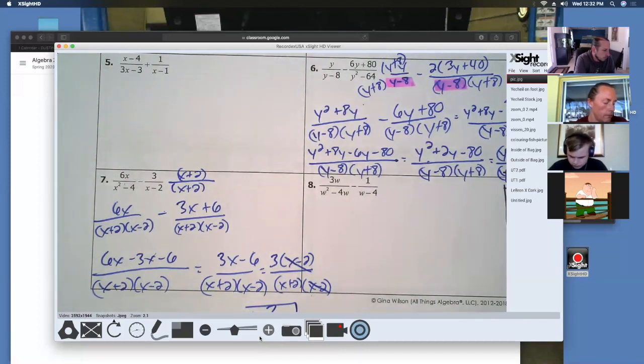And number 8, this one is easier, where you just multiply the right side by w. Okay, right, you can do that.